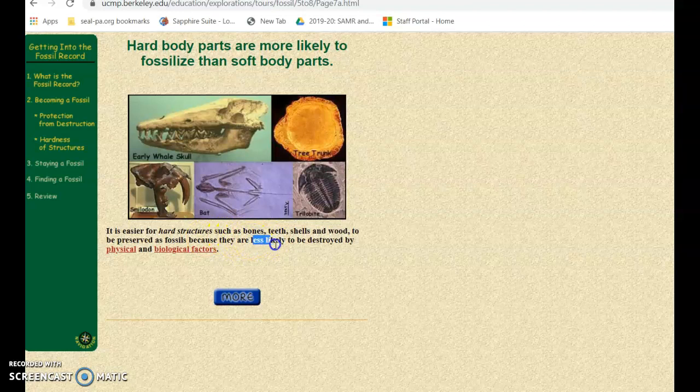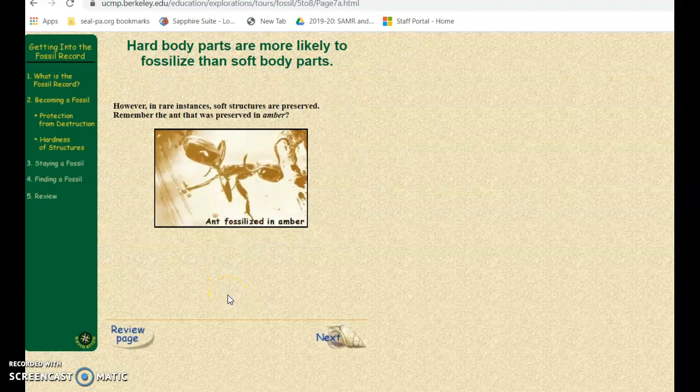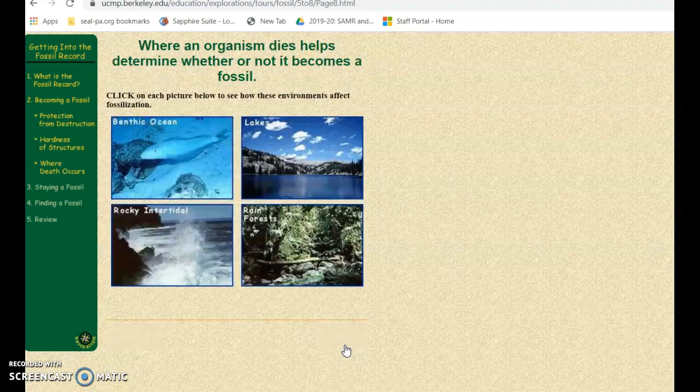They are also less likely to be destroyed. They are tougher, so wind and rain and weathering, they are able to withstand more so than the soft body parts. However, in rare instances, soft body parts can be preserved in amber. That brown tree sap hardens. Over time, it's going to be as hard as a rock.